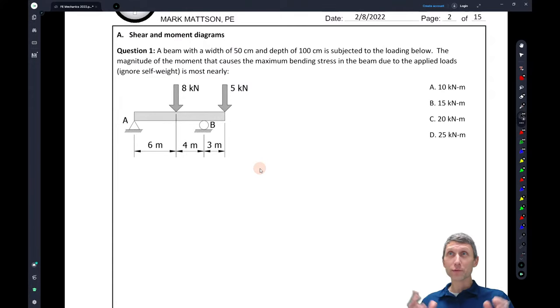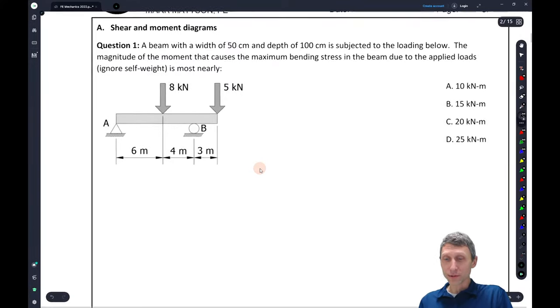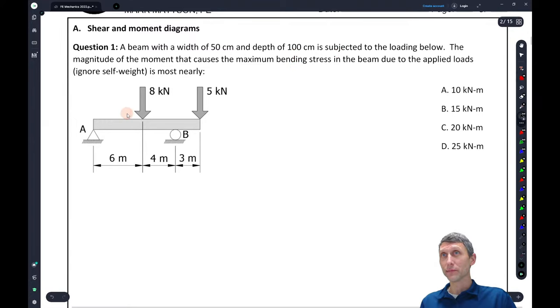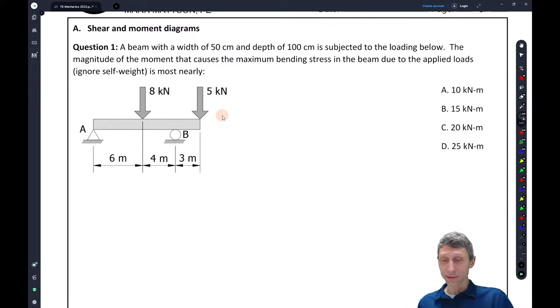So with the first question here, all that we're doing is a shear moment diagram. And specifically, we're given a beam with a width of 50 centimeters, depth of 100 centimeters. It's subject to the loading below. You can see here we're going to ignore self-weight, but what does it say? It says that the magnitude of the moment that causes the maximum bending stress in the beam due to the applied loads is most nearly. So this is a great problem just to get started with shear and moment diagrams.